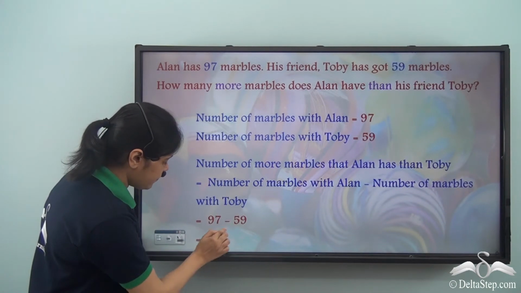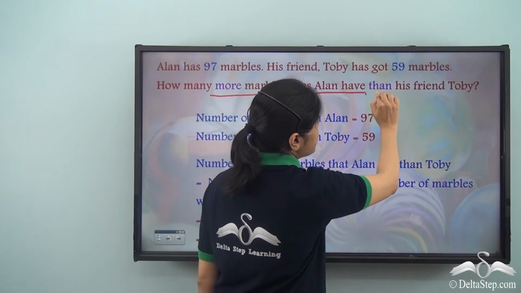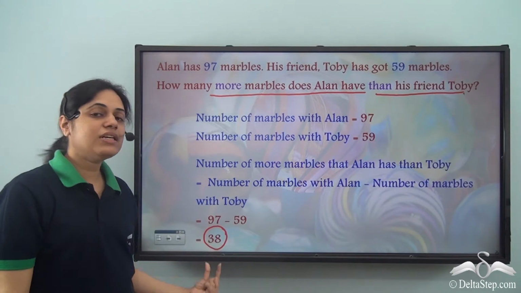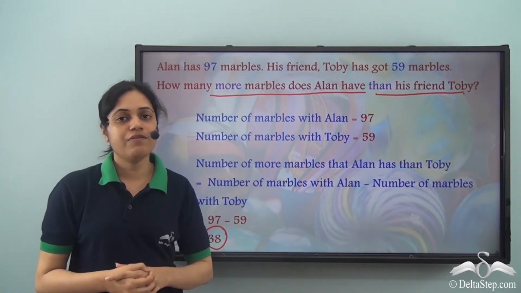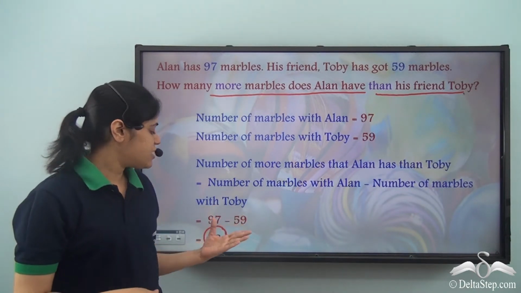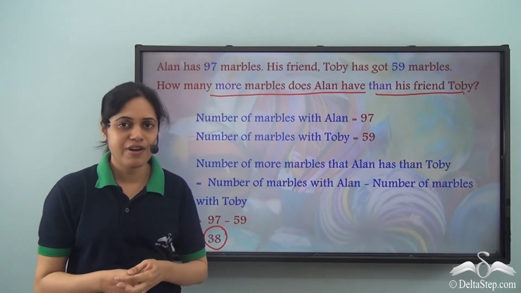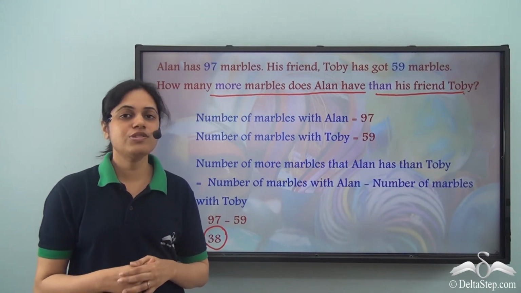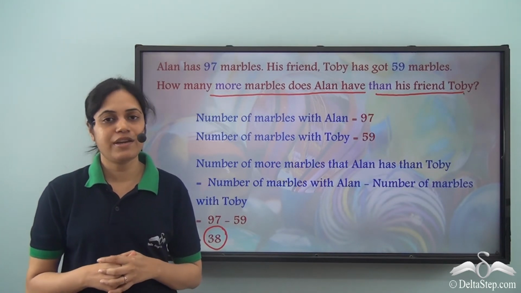So this is the answer to the question, how many more marbles does Alan have than Toby? So Alan has 38 more marbles than his friend Toby. And we were able to find this using subtraction. So you will see several such problems in and around you in your daily life, and you can use addition and subtraction to solve those word problems. So do try out these word problems till you get them all correct.